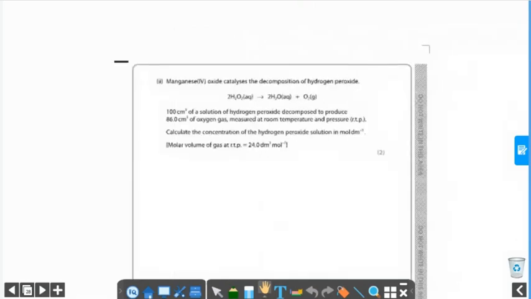Manganese 4 oxide catalyzes the decomposition of hydrogen peroxide. 100 cm³ of solution of hydrogen peroxide decomposed to produce 86.0 cm³ oxygen gas measured at room temperature and pressure. Calculate the concentration of hydrogen peroxide. First find the moles of oxygen, then the moles of hydrogen peroxide, and then the concentration. Again, an O-level question, right? So first you find the moles of oxygen. Molar volume is given, so volume 86 over molar volume, 3.58 × 10^-3 moles.